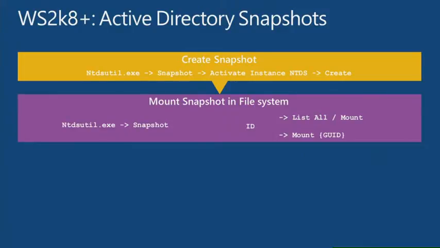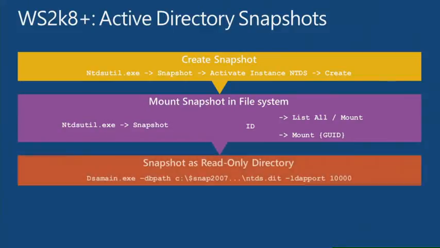The database is in a consistent state at this point, and we are actually able to mount those files afterwards into the file system. So we have a version of the NTDS.DIT where all the information is completely solid, and we are able to mount this in the file system. Afterwards, we can run a tool called dsamain.exe, and we are able to provide the database path of the database out of the snapshot, and we are able to provide an LDAP port here.